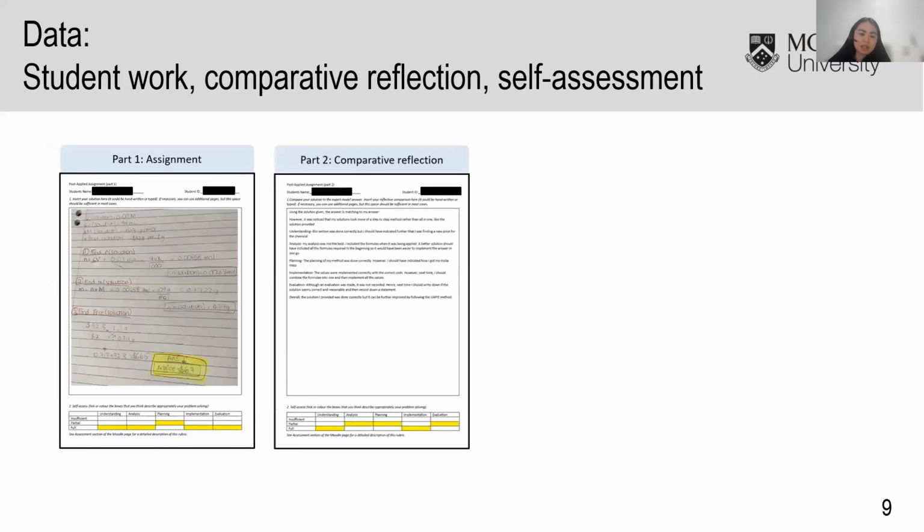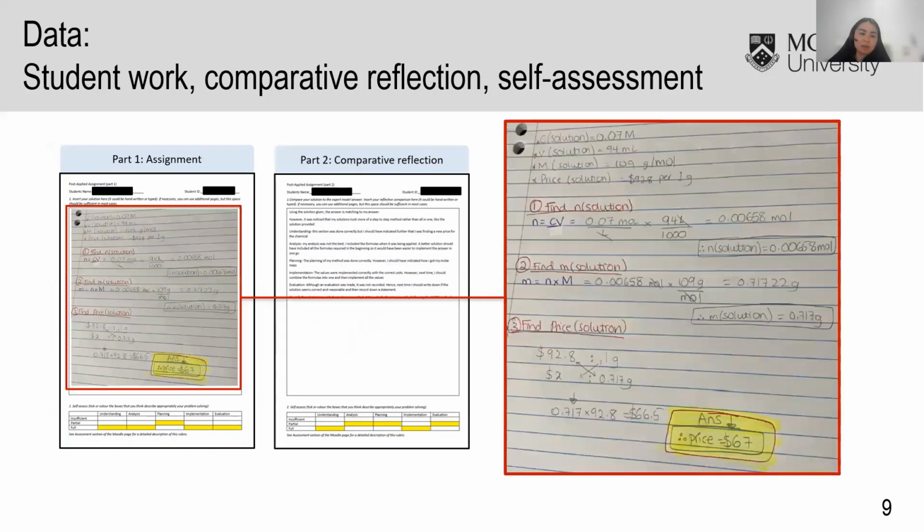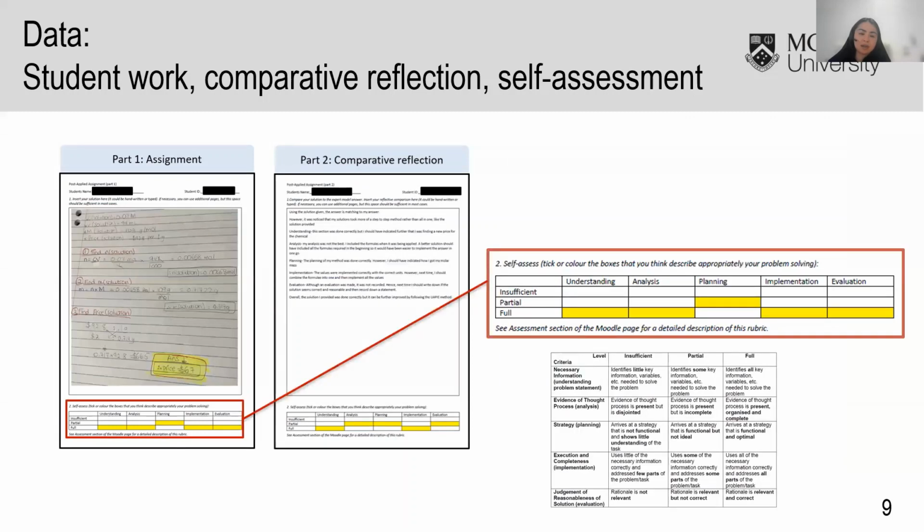On this slide is an example of a student submission to the two-part assignment. In part 1, the student submits their solution to the problem, and then they self-assess their abilities to use the problem-solving elements of understand, analyze, plan, implement, and evaluate on a scale of full, partial, insufficient or none. And they made this assessment based on the problem-solving rubric that we provided them.